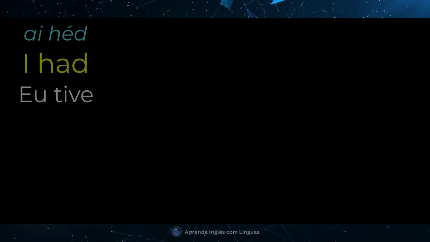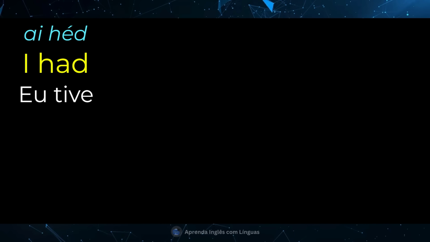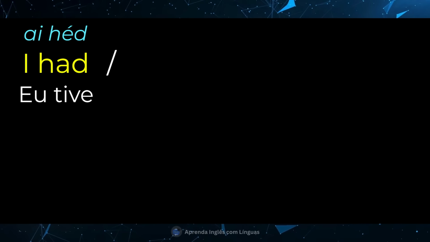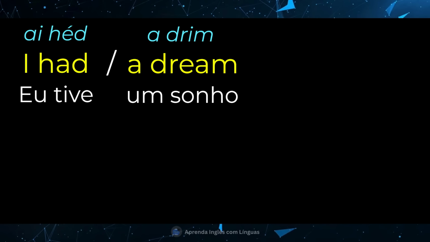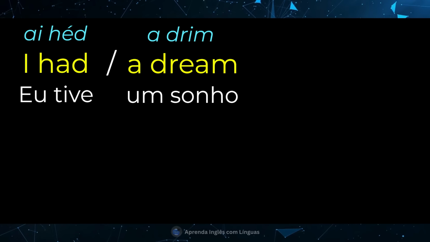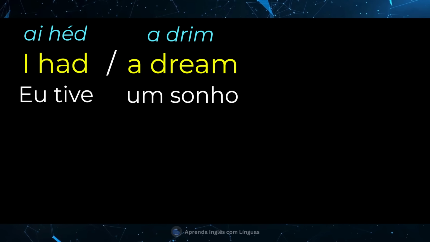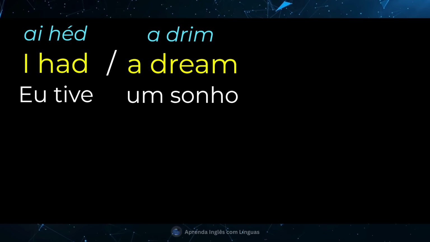E a próxima estrutura é: I had. I had. Que é o passado do verbo ter, eu tive. Usamos essa estrutura para dizer que tivemos algo, por exemplo: a dream. Um sonho. Eu tive um sonho. I had a dream.